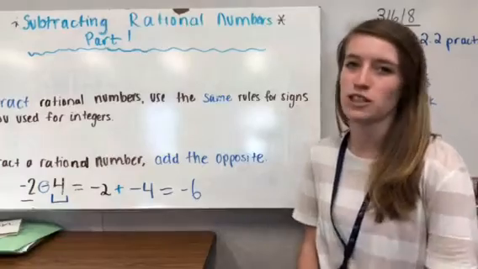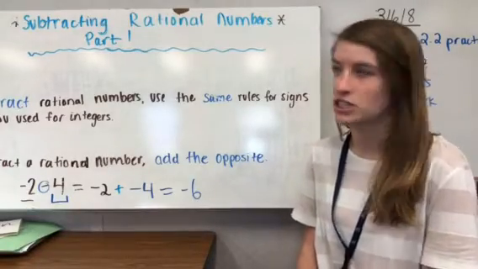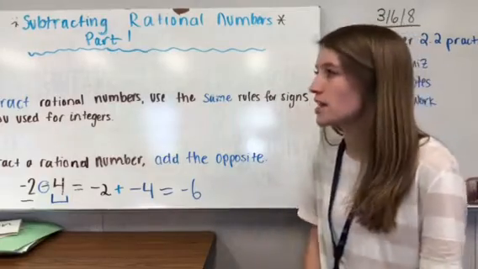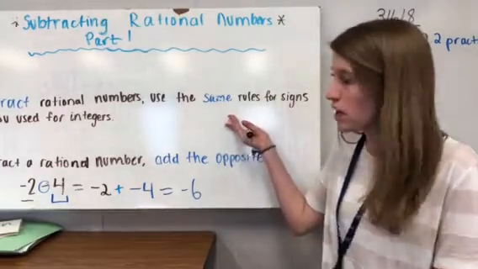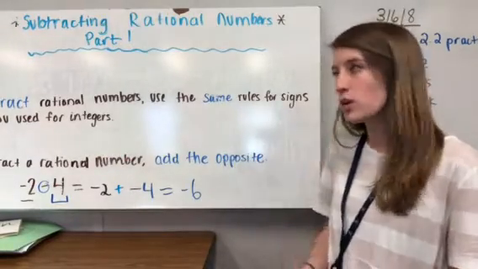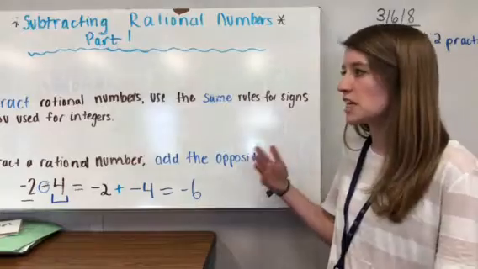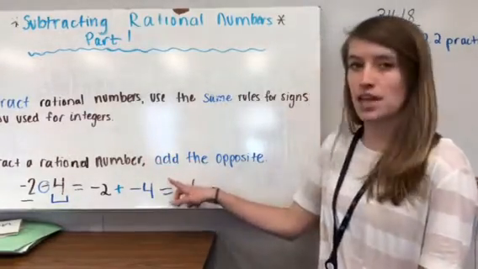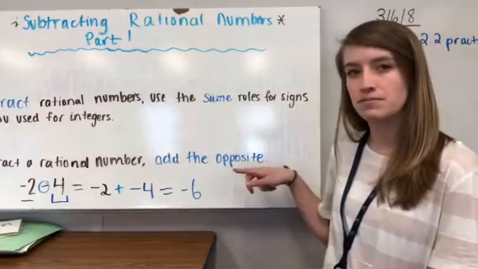Hey everybody, today we're talking about subtracting rational numbers. We've done adding rational numbers, now it's time for subtracting. Just remember, to subtract rational numbers we'll use the same rules that we did for integers. The biggest rule that we did, and mainly the only rule we did, was that to subtract a rational number or an integer, it's the same as adding the opposite.